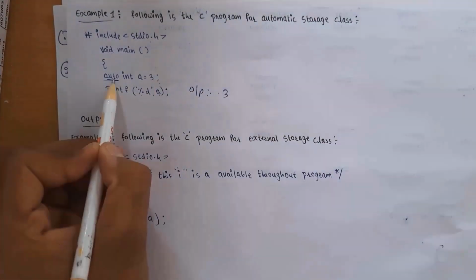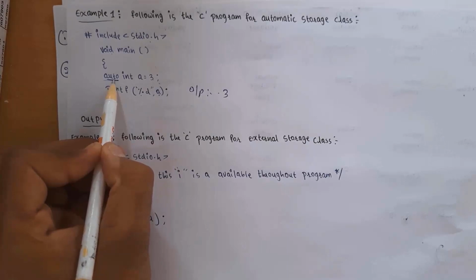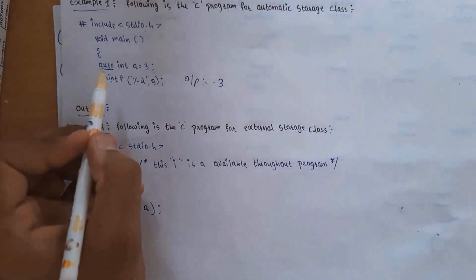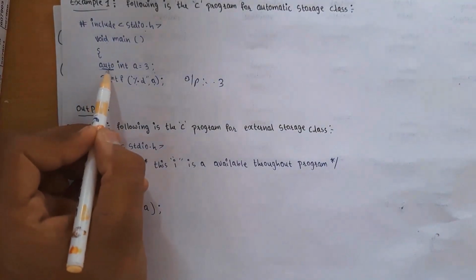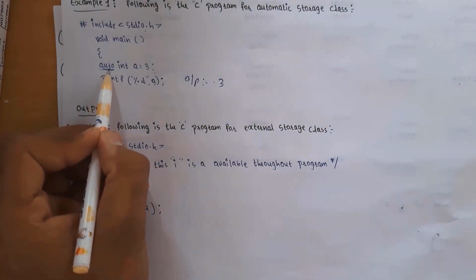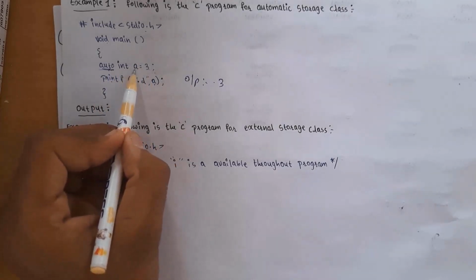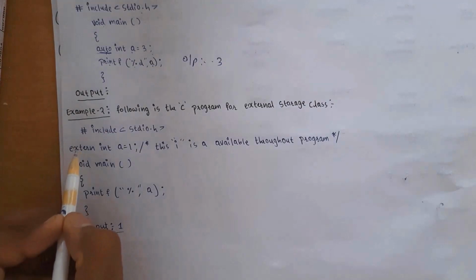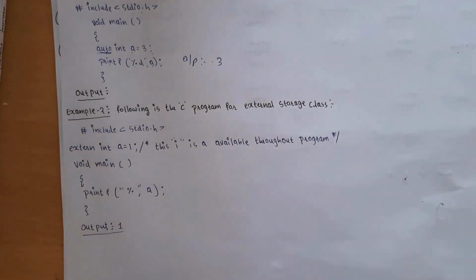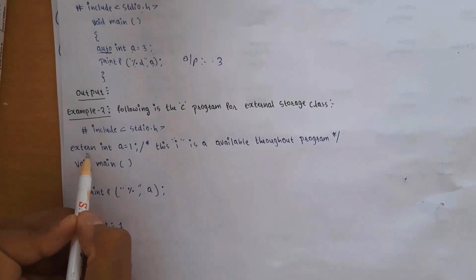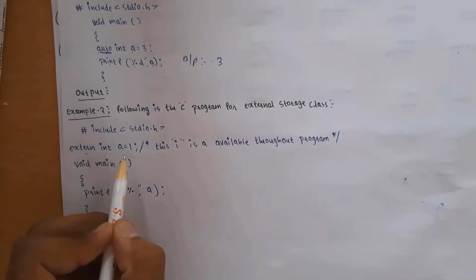So I will get output as 3. For example, if you want to use static, then just in place of auto you need to declare static, and if you want to use register, then you just need to write register in place of auto. So whenever you write register int a = 3, this variable a is stored in a CPU register. Next, this is the program for extern. If you want to use the extern storage class, the name itself says extern, meaning we need to declare the variable outside the main function. So if you want to use the extern storage class, then you need to declare the variable outside the main function.